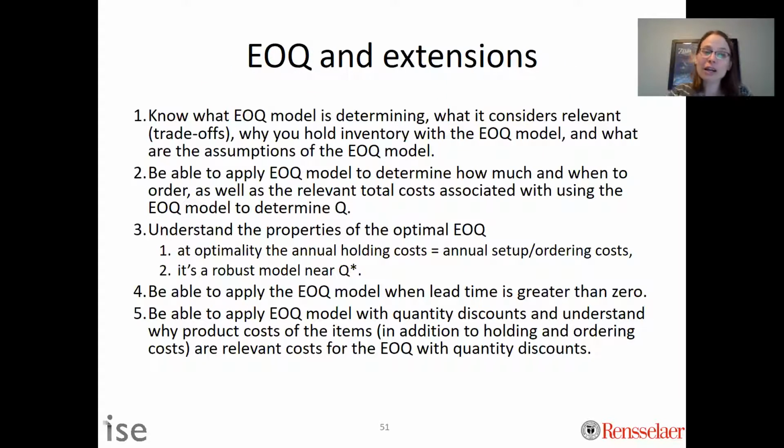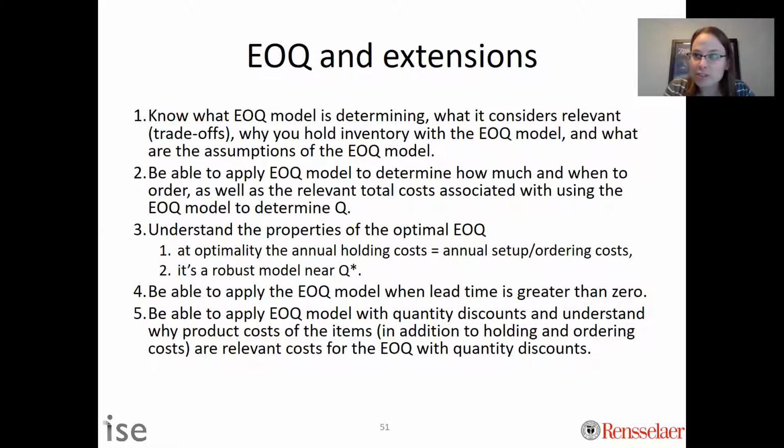Okay, so what should you do? You should know what the EOQ model is determining. That's how many to order. What it considers relevant: in the basic EOQ, holding and ordering costs. And you should know why you hold inventory with the EOQ model. The EOQ model is a deterministic demand model. So even if you had a perfect forecast, you would still have inventory. And that's a huge insight into the problem. Why do you have inventory? Because you don't want to keep going to the store every day for one item. You don't want to keep paying for transportation. And so there are positive reasons to have inventory, even if you had a perfect forecast.